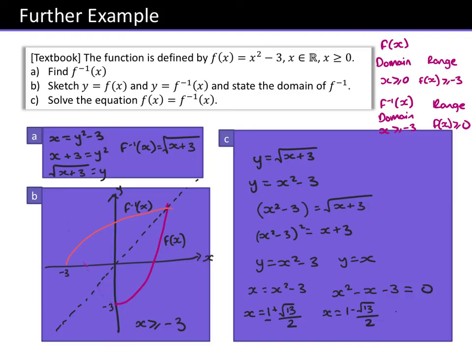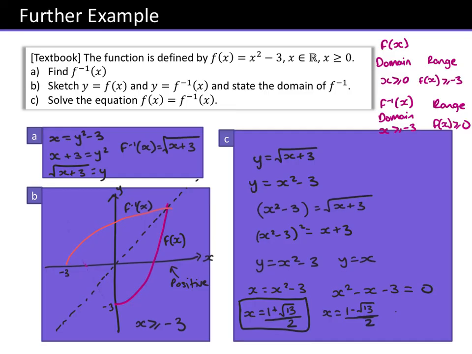So this is 1 plus, 1 minus. Now, 1 minus root 13 divided by 2 is going to give me a negative, and as you know, we're looking for a positive value. So we're going to take x equals 1 plus root 13 over 2. Now, if I substitute that into f of x and my inverse function, they should both give me the same y coordinate, okay? So let's try it to double check that we've done this correct.